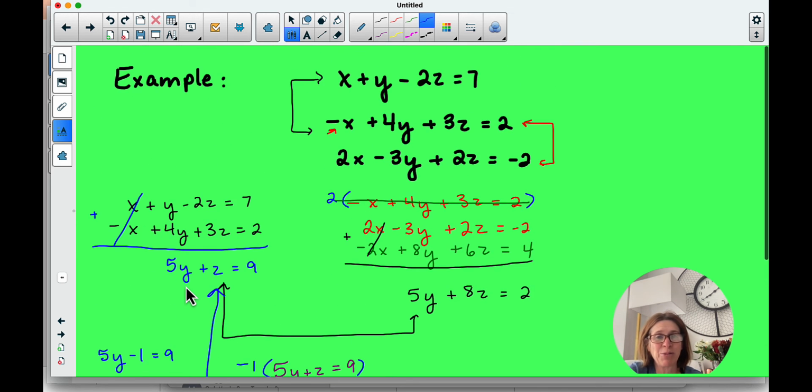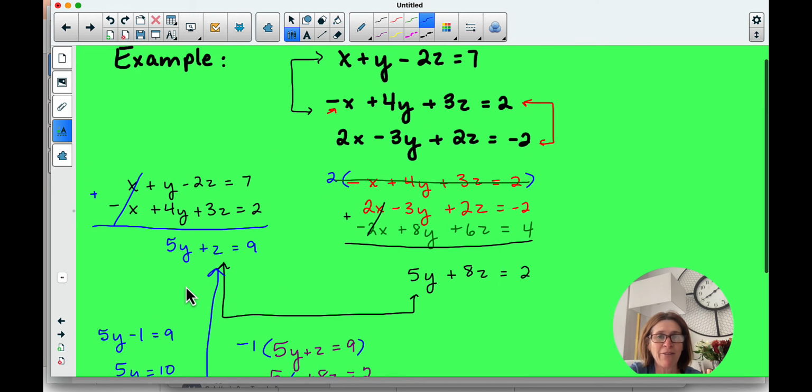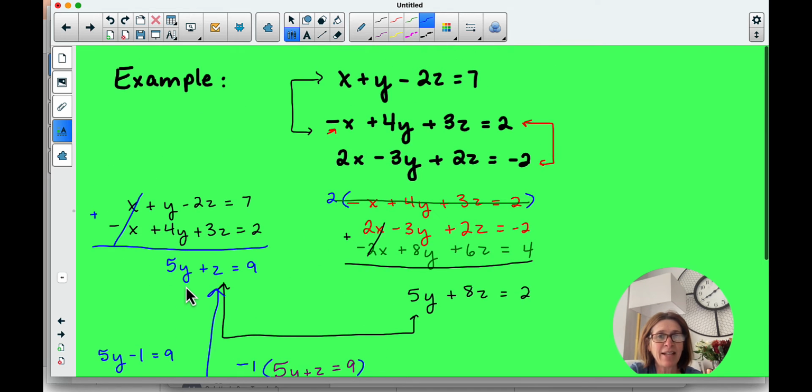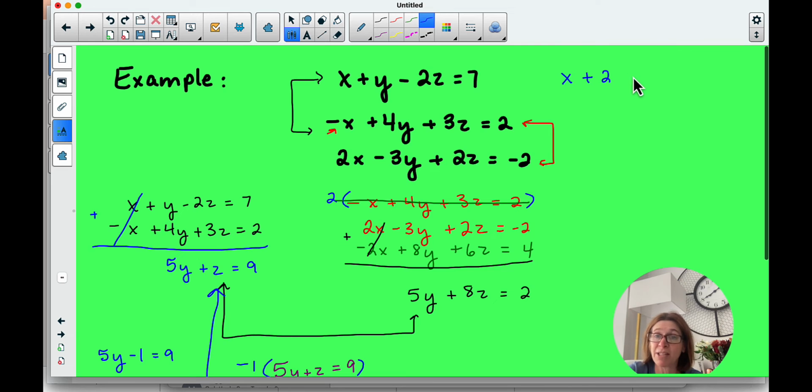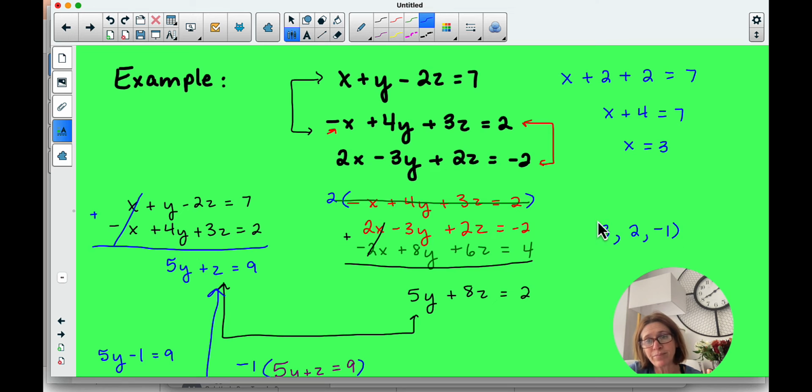All right, now I've got to go back to one of the original equations, and I'm probably going to go to that first one. So I have my z of negative 1 and my y of 2. So I have x plus 2, and z was negative 1, so that's going to be plus 2 equals 7. So x plus 4 equals 7, and so then x equals 3. So the solution I get for this system would be 3, 2, and negative 1.